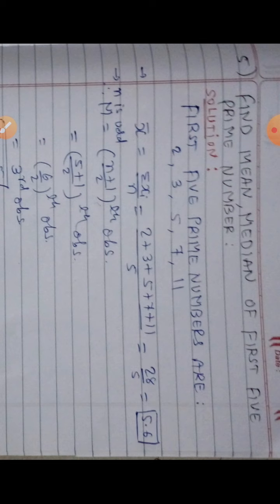Okay, so 2, 3, 5, 7, 11. The sum of all 5 observations becomes 28. So 28 divided by 5 becomes 5.6. So that is our mean.